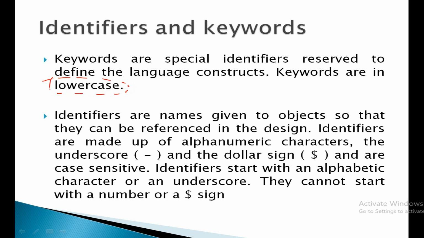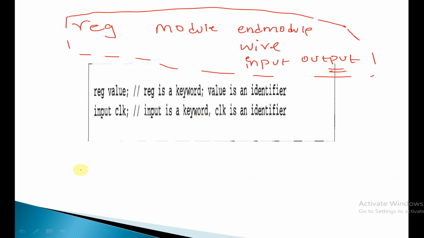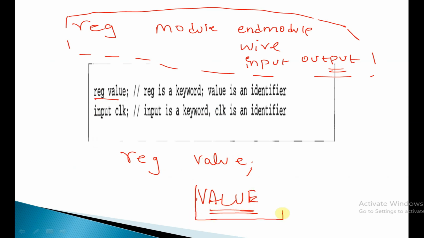Identifiers are made up of alphanumeric characters, underscore, and a dollar sign, and are case sensitive. Please do remember this: Verilog is a case sensitive language. If you declare a variable in small case, you should use that variable in small case only; you cannot use uppercase. For example, if you declare reg value in small letters, somewhere in your code you cannot write capital letters VALUE.